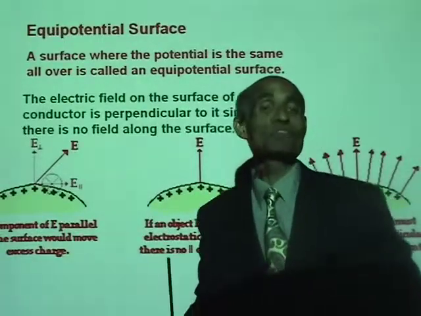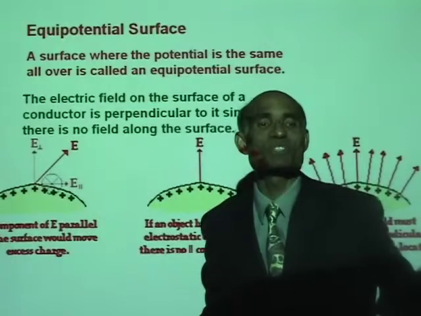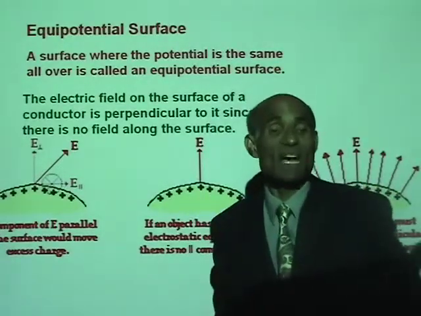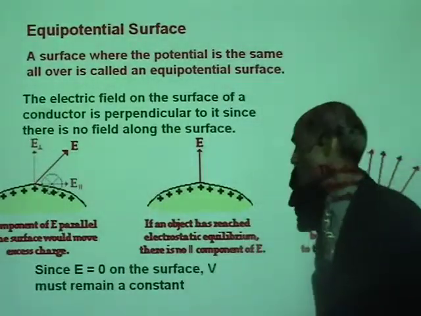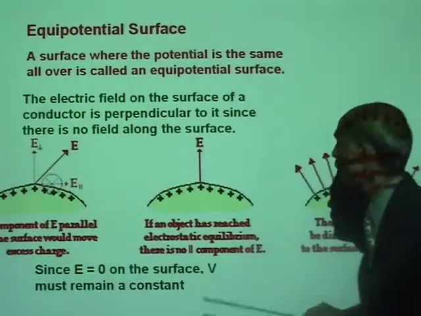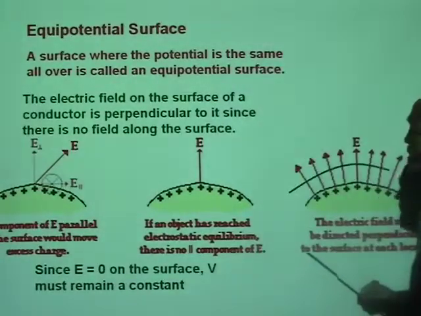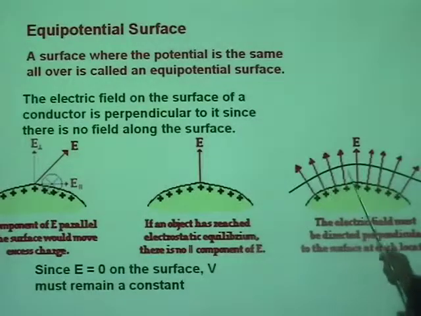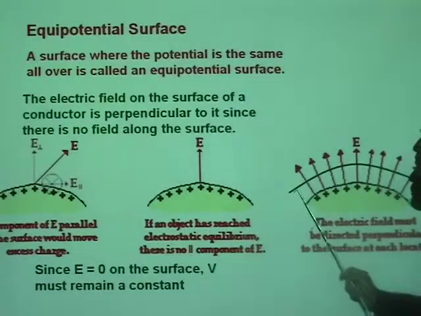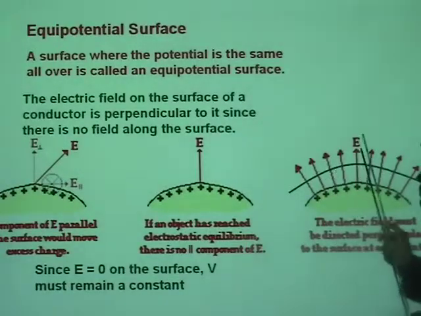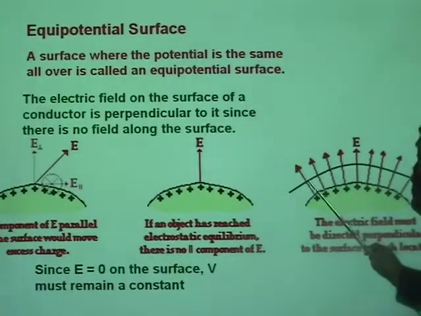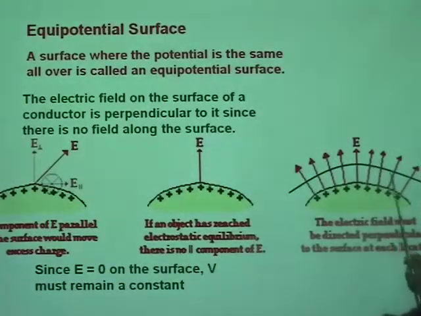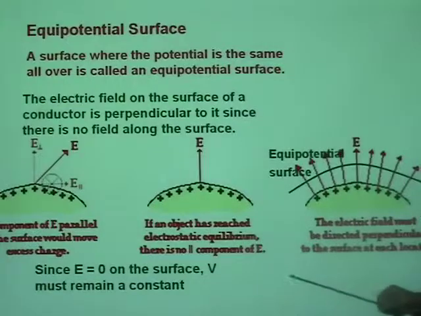So you don't have to go very far to look for an equipotential surface. Any conductor that carries a charge, the surface of that conductor is an equipotential surface. So since E equals 0 along the surface, V remains a constant. Now look at this. If I take another surface there, this surface also is an equipotential surface. Why? Because all electric field lines are at right angles. Therefore, there is no electric field along that surface. The potential is a constant. That is also an equipotential surface.